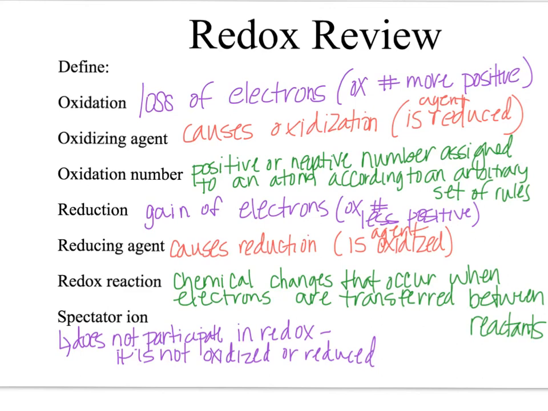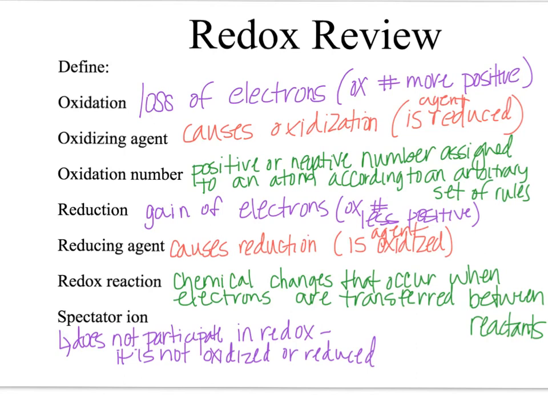All right, so the last part is the definitions. Hopefully you did those when you got your Parker points, but let's see if you got the right definitions. Oxidation is the loss of electrons. That means your oxidation number is going to get more positive because it's losing negative electrons. Oxidizing agent means it causes oxidation, so it causes the other thing in the reaction to be oxidized. It itself is reduced. The oxidation number is the positive or negative number that we assign to an atom according to the arbitrary set of rules that we've set forth.